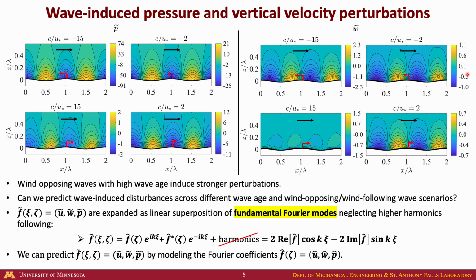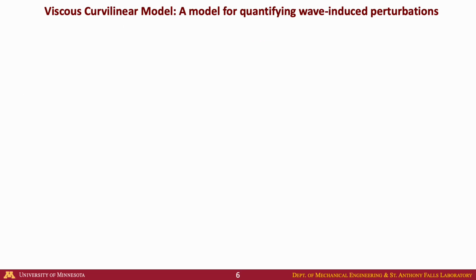Now, can we predict these varied characteristics of wave-induced disturbances across different wave age conditions? The answer is yes, we can predict them. In order to make these predictions, we first decompose the wave-induced fields into fundamental Fourier modes by neglecting higher harmonics. The wave number of the fundamental mode is determined by the wave number of the swell. We then derive the model to predict the Fourier coefficients of the wave-induced fluctuations. Previously, Cao et al. of 2020 developed a model called the viscous curvilinear model to predict the airflow disturbances.